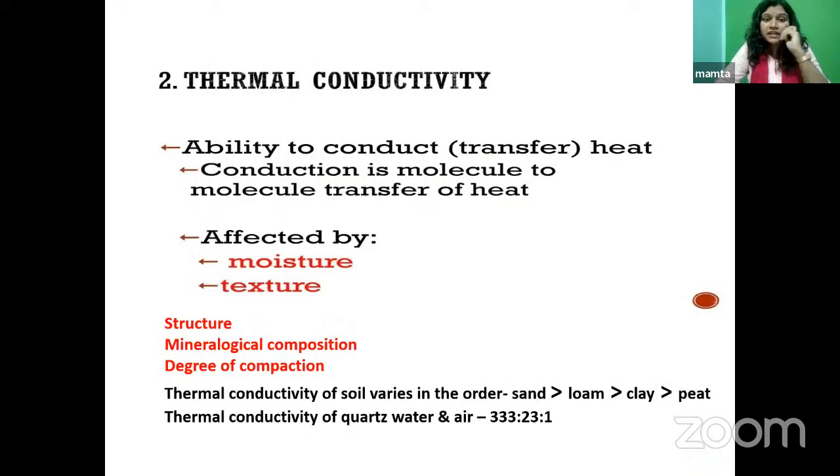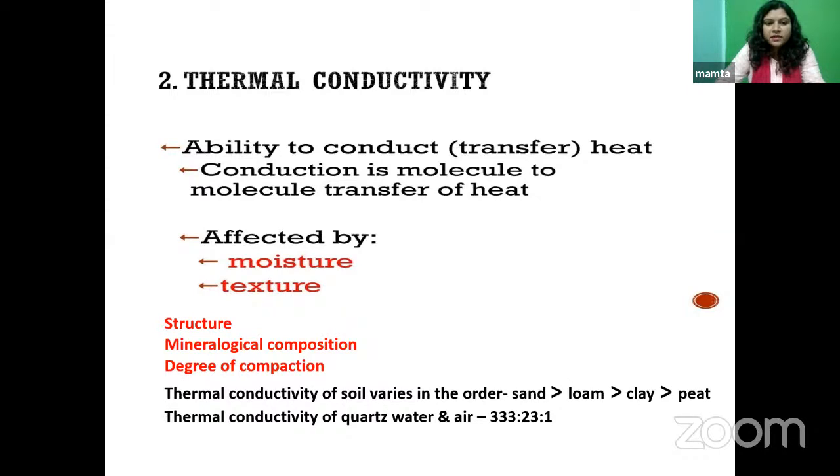So next point is thermal conductivity. So what is thermal conductivity? It is the property of objects, the ability to conduct heat. Conduction is molecule to molecule transfer of heat. As for conduction, we have already discussed it.